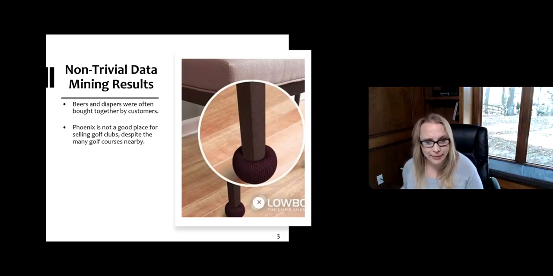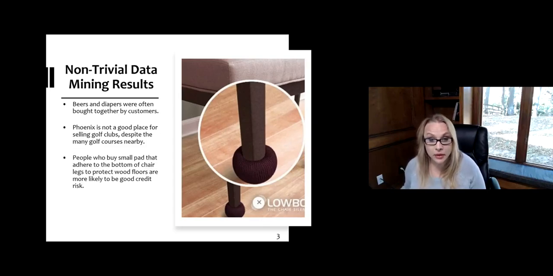Another interesting example here is Phoenix. It's not going to be a good place to sell golf clubs, despite many golf courses that are nearby. And so this tends to be a little bit counterintuitive, but this is what the data shows us.